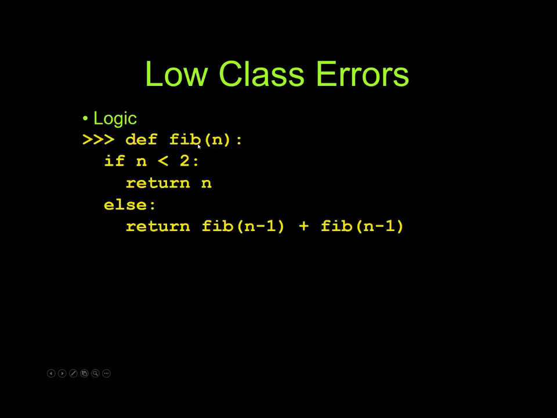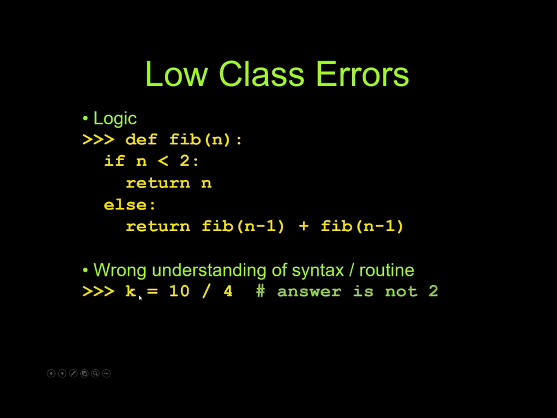Logic error: Fibonacci n is actually Fibonacci n minus 1 plus Fibonacci n minus 2. But there is a typo here, both are n minus 1. Wrong understanding of syntax or routine: k equal to 10 divided by 4, the answer is not 2, which is the case in other programming languages, but not in Python. We're done with all these low-class errors.